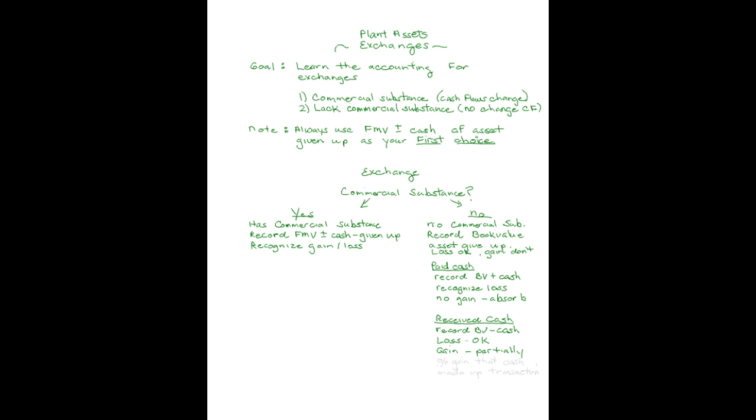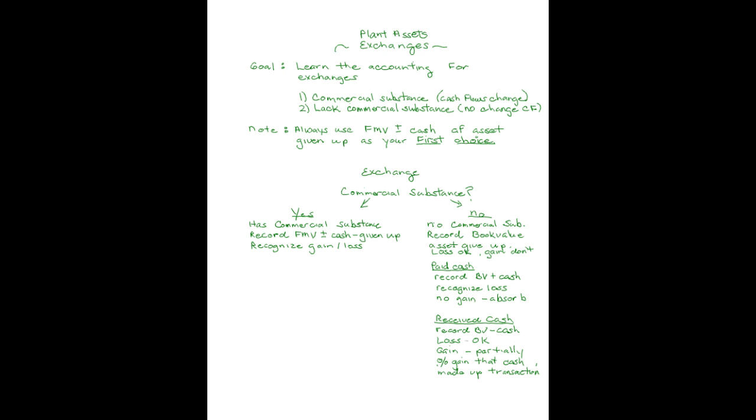How much of a gain do you recognize? The answer to that is it's the percent of the gain that cash made up of the transaction. So if you take the fair market value of what you gave up plus the cash, you figure out what percent cash is of that total amount and recognize that percent of the gain.